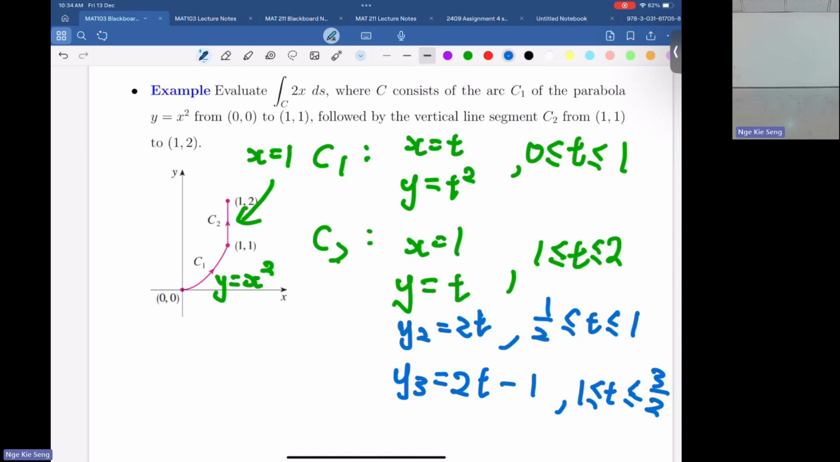Here I already provided you three parameterizations. You should try and integrate them. They should get the same answer. If you get a different answer, that means what? Your calculation has an error.